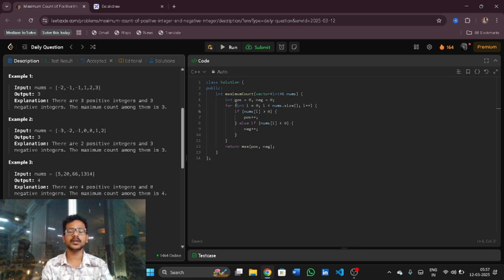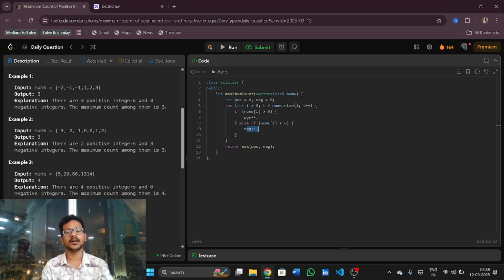So for that, as I said, the code will be: positives is equal to 0 and negatives is equal to 0. For i is equal to 0, i is less than nums dot size, going till the last element of nums, i plus plus. If nums of i is greater than 0, then positives will be incremented. Else if it is lesser than 0, negatives will be incremented.